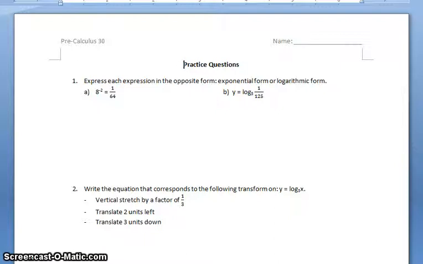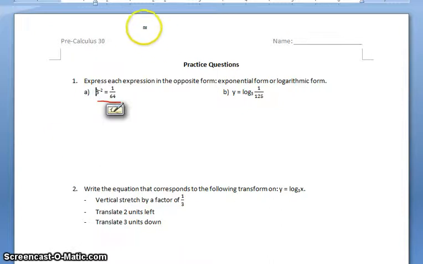Okay? So for this first question, it says to express each expression in the opposite form. So if we're given exponential form, we're going to put it into logarithmic form and vice versa. This first one, we have 8 to the power of negative 2 is equal to 1 over 64, and this is in exponential form. So now we want to write this into logarithmic form.